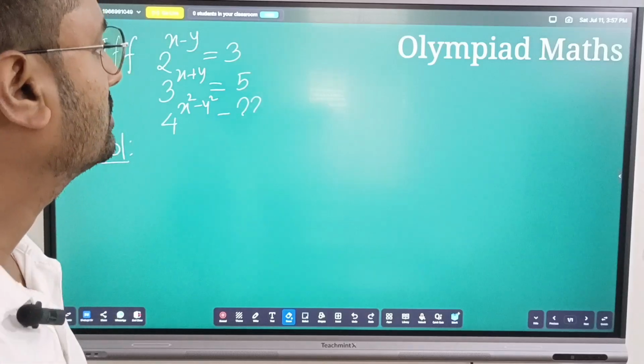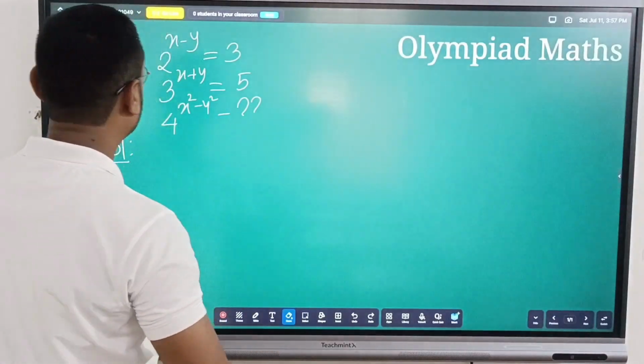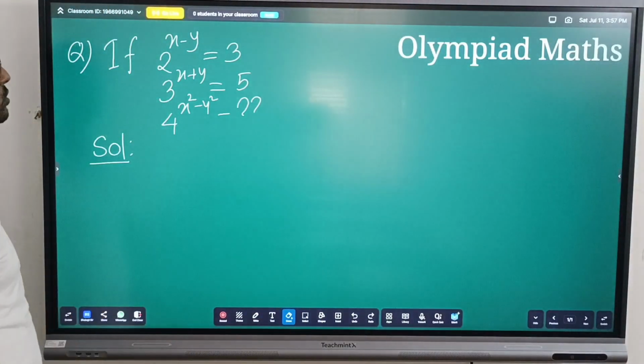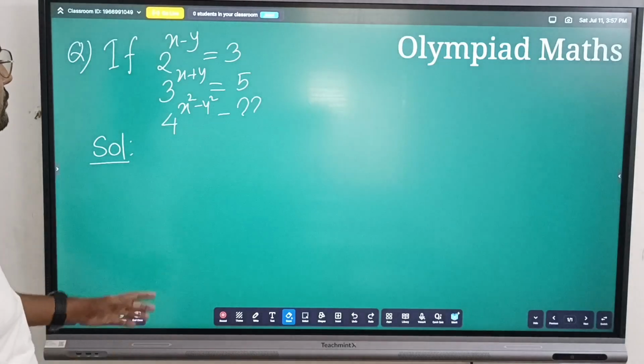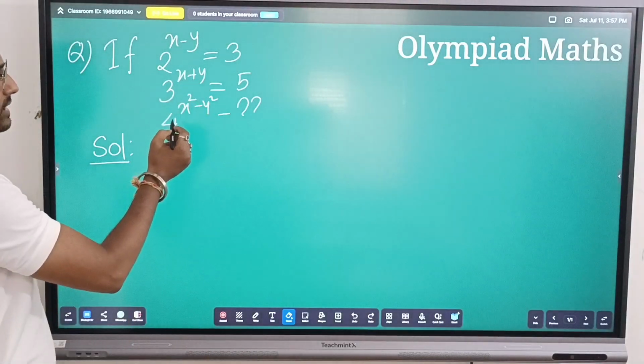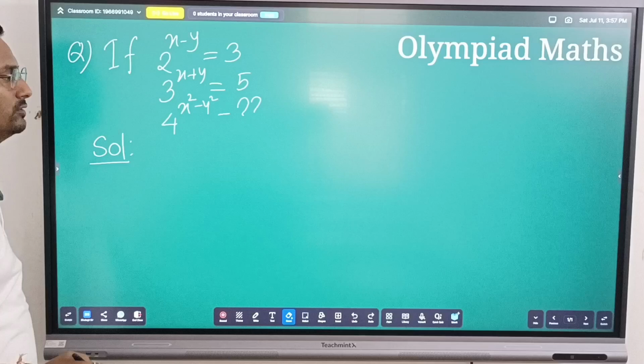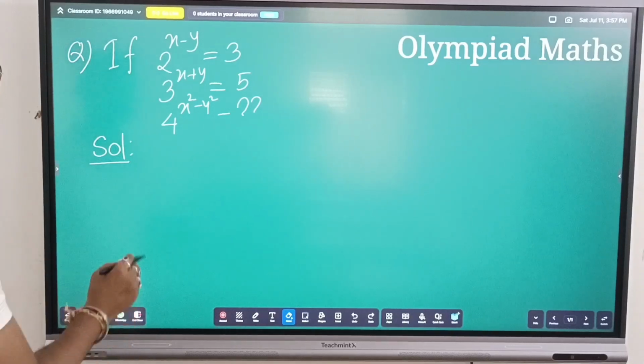Welcome back, students. Again, this one is an Olympiad question. The question is: if 2 to the power x minus y equals 3 and 3 to the power x plus y equals 5, then we have to find the value of 4 to the power x square minus y square.